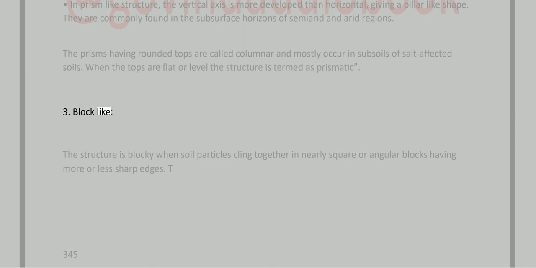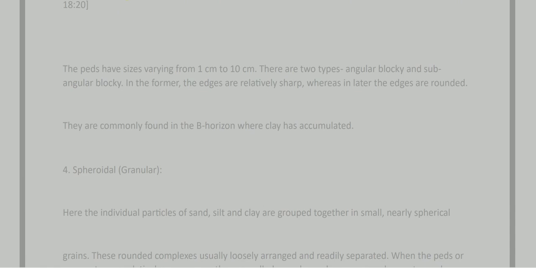3. Block-like. The structure is blocky when soil particles cling together in nearly square or angular blocks having more or less sharp edges. The beds have sizes varying from 1 cm to 10 cm. There are two types: angular blocky and subangular blocky. In the former, the edges are relatively sharp, whereas in the latter the edges are rounded. They are commonly found in the B horizon where clay has accumulated.